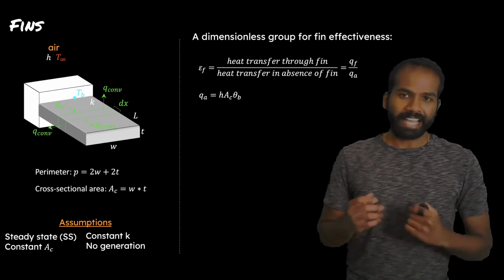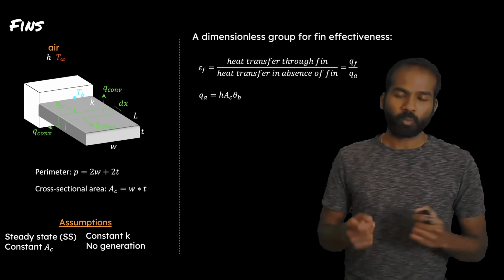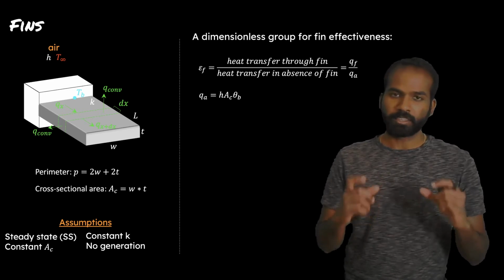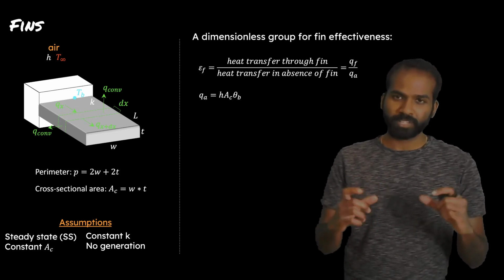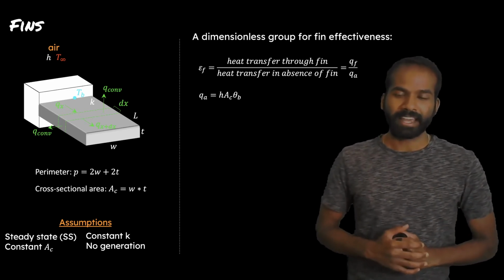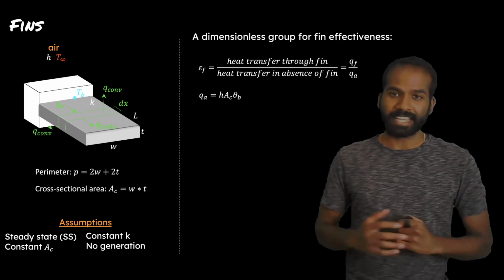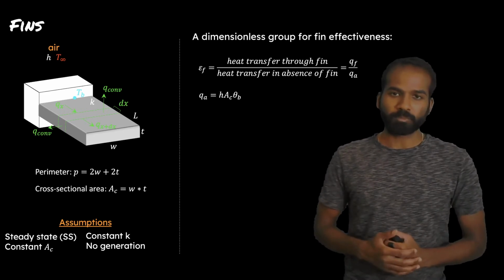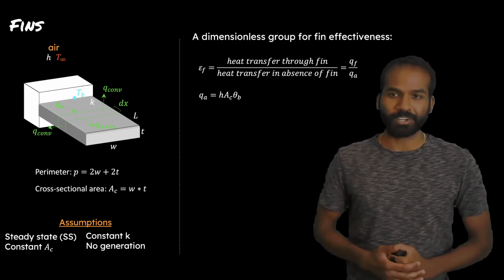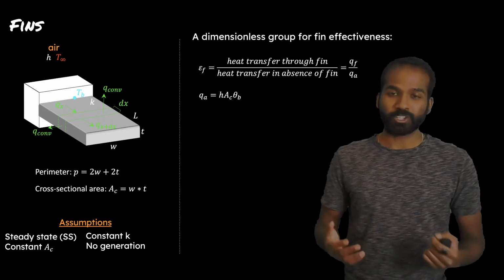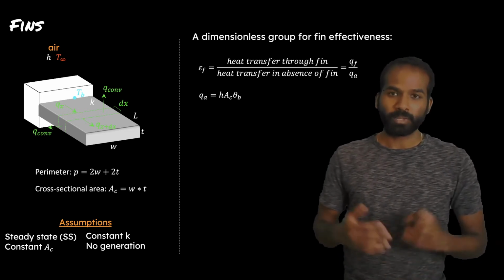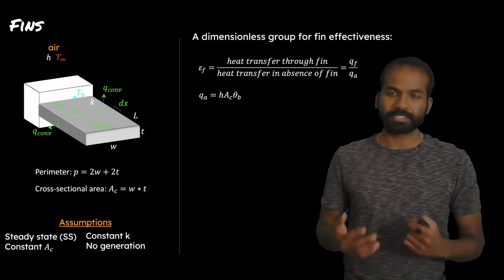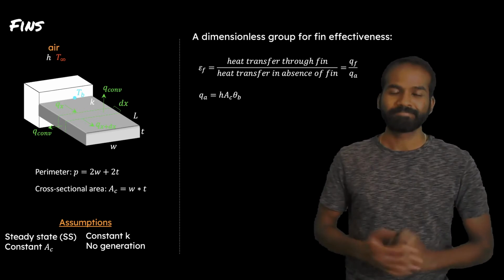Q sub a is how much heat is dissipated when we remove the fin through whatever area is left over on the base. This is the area that the fin was previously covering up. That area is defined as A sub c. It's just the cross-sectional area of the fin. If we multiply it times h, the heat transfer coefficient, and the excess temperature at the base, theta sub b, we know how much heat current is being transferred in the absence of the fin. This is Q sub a.